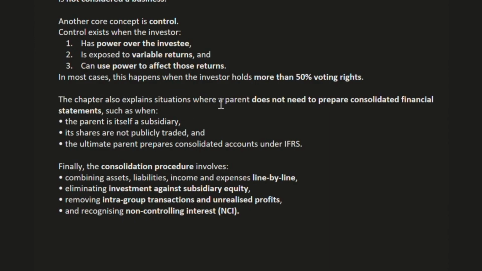The chapter also explains situations where a parent does not need to prepare consolidated financial statements, such as if the parent is itself a subsidiary, its shares are not publicly traded, and the ultimate parent prepares consolidated accounts under IFRS. So I would like to request you, if you have not completed chapter 1, then please go and complete chapter 1 first. Finally, the consolidation procedure involves combining assets, liabilities, income, and expenses line by line, eliminating the investment against subsidiary equity, removing intra-group transactions and unrealized profit, and recognizing non-controlling interest.